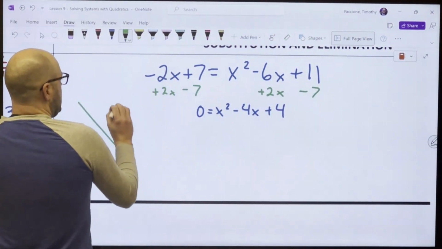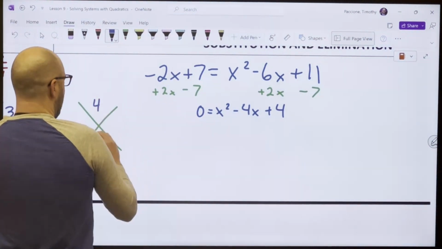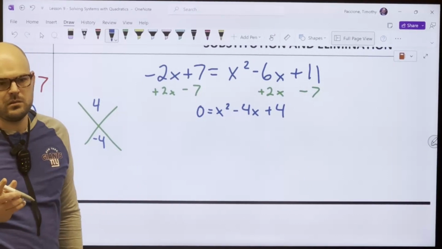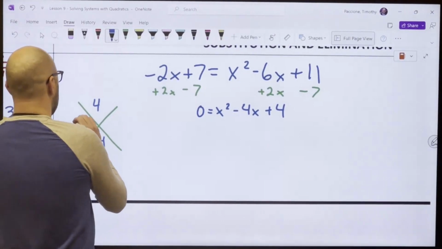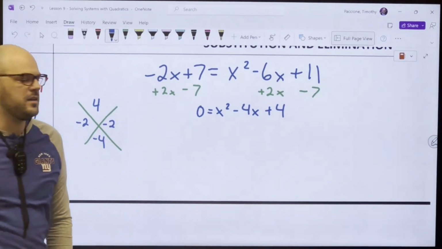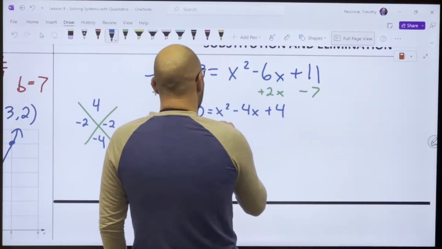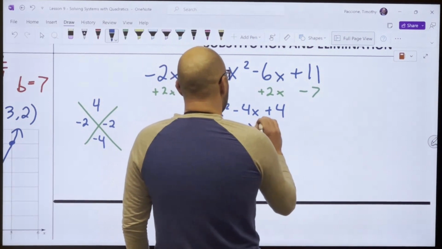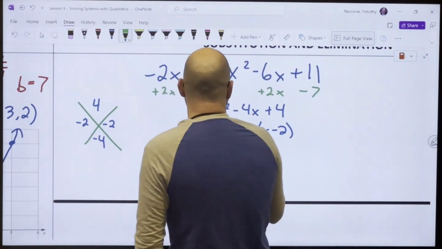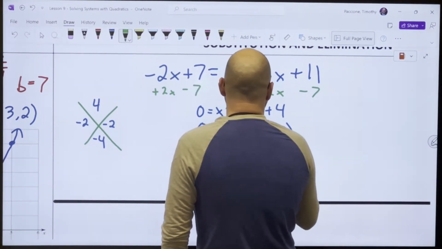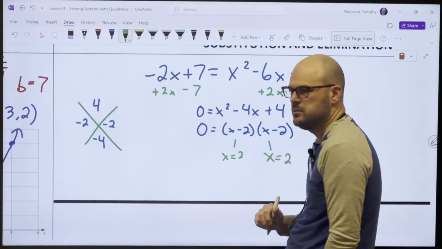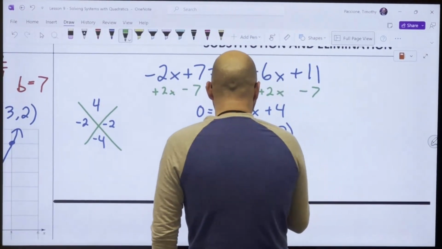If I magic x this, I have 4 on the top and minus 4 on the bottom. What are my numbers? No, negative 2 and negative 2. That wouldn't give me both the combination. So that's 0 equals x minus 2 times x minus 2, which is the same answer twice. It's just x equals 2. And that means there's how many solutions here? Just one solution. I only need to plug this in once.